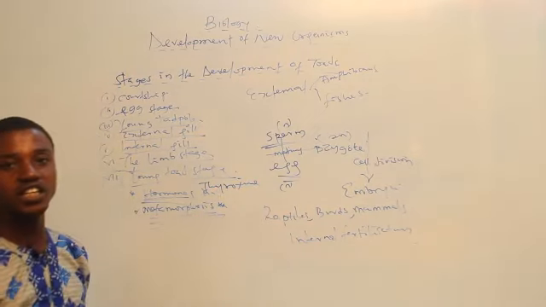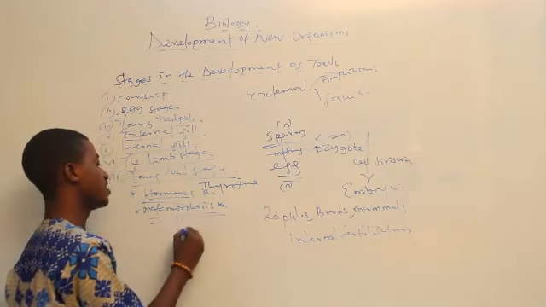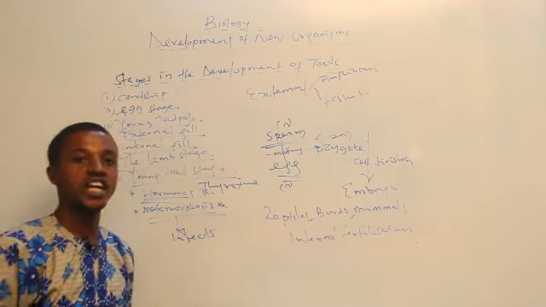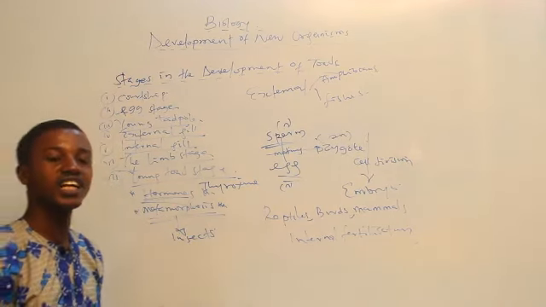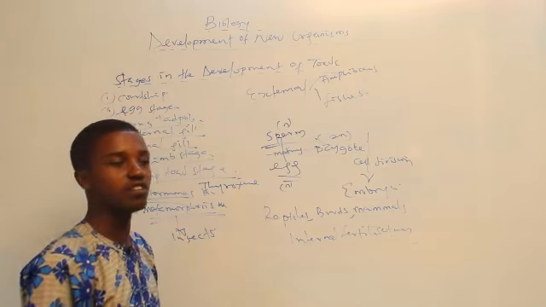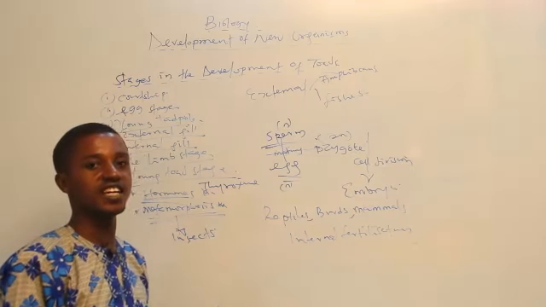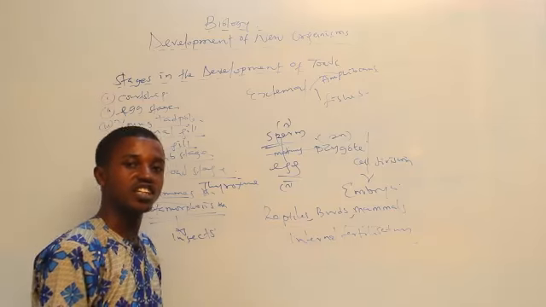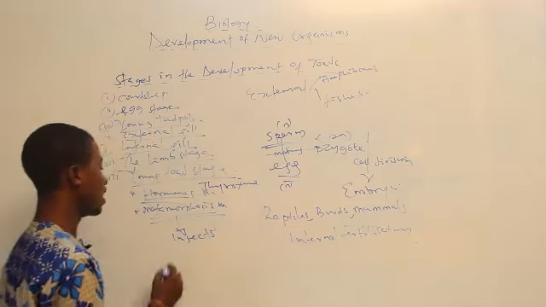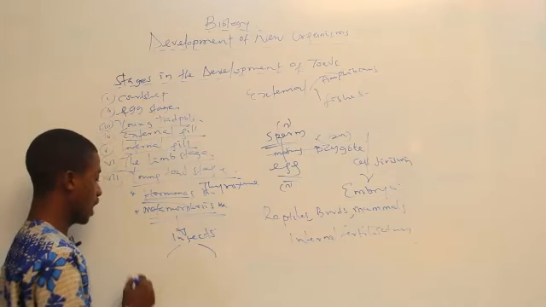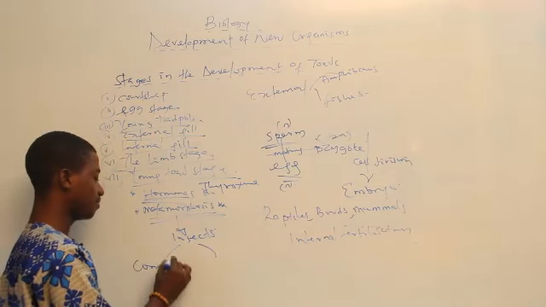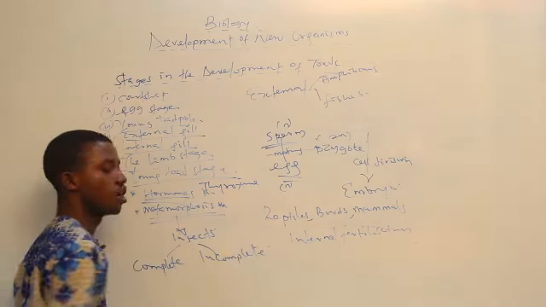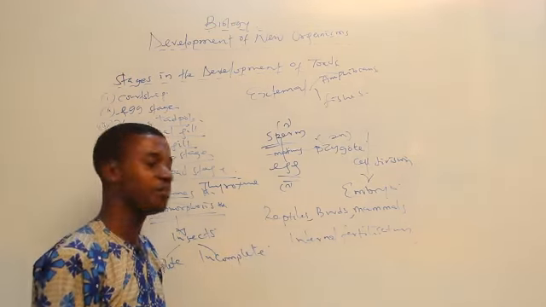Metamorphosis is the next on the list. What is metamorphosis? First, you need to understand that metamorphosis is seen in insects. It talks about the gradual changes that are seen, are you with me, from the baby stage of the insect down to the adult stage. There are basically two types of metamorphosis. We have the complete metamorphosis and we have the incomplete metamorphosis.